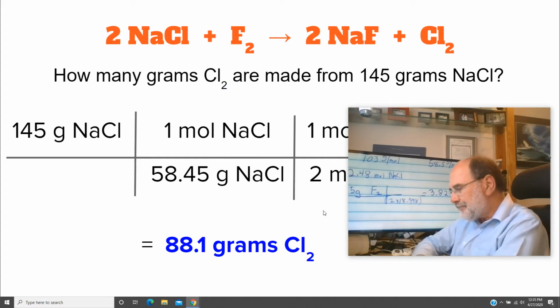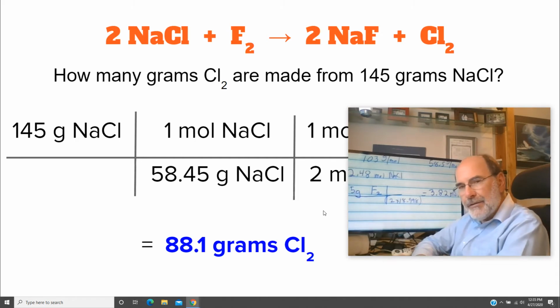The answer is that the sodium chloride is a limiting reactant. I'm going to run out of that. I have way, way more fluorine gas than I need for this particular problem. So this is the excess reactant.